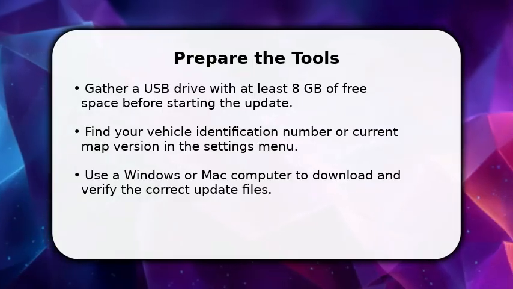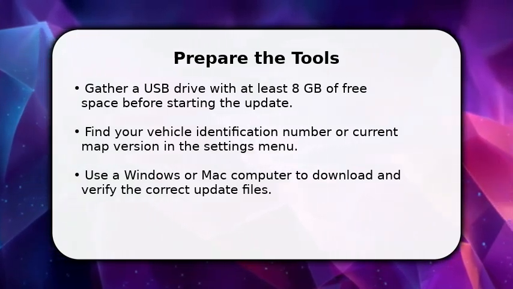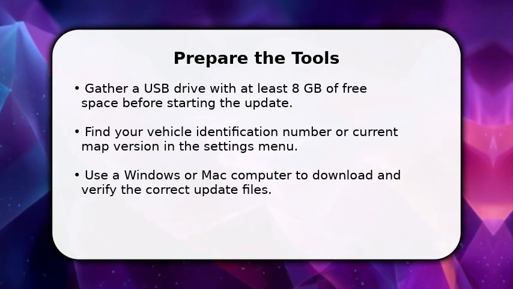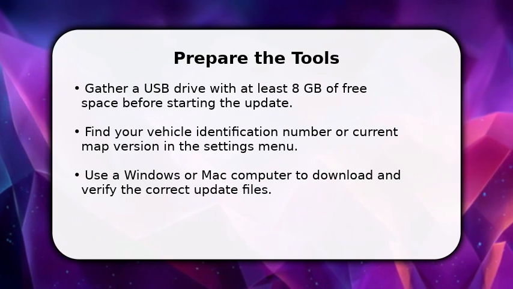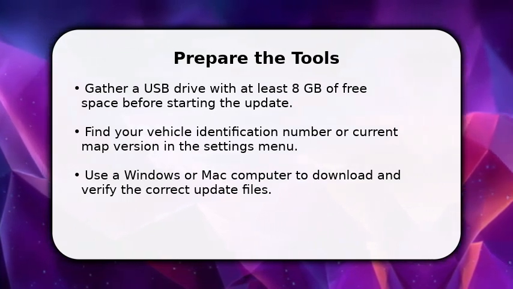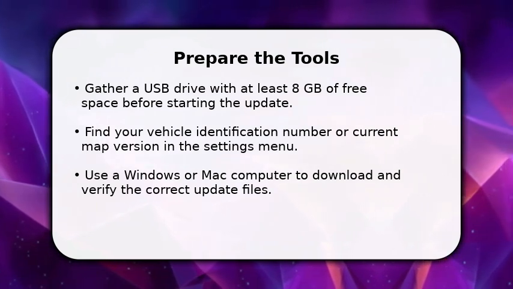In this video, I will explain how to update Kia Optima navigation system, full guide. Start by gathering a USB drive, a computer, and your vehicle VIN or map version from settings. Visit Kia's official update portal, select your model, and download the correct map package.